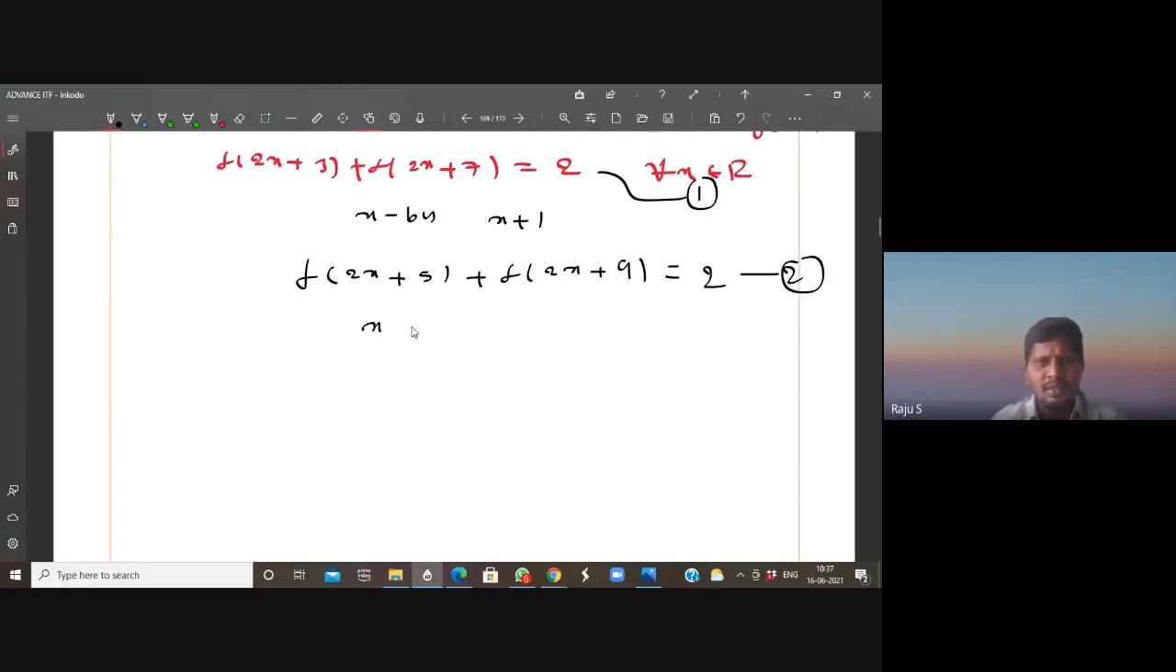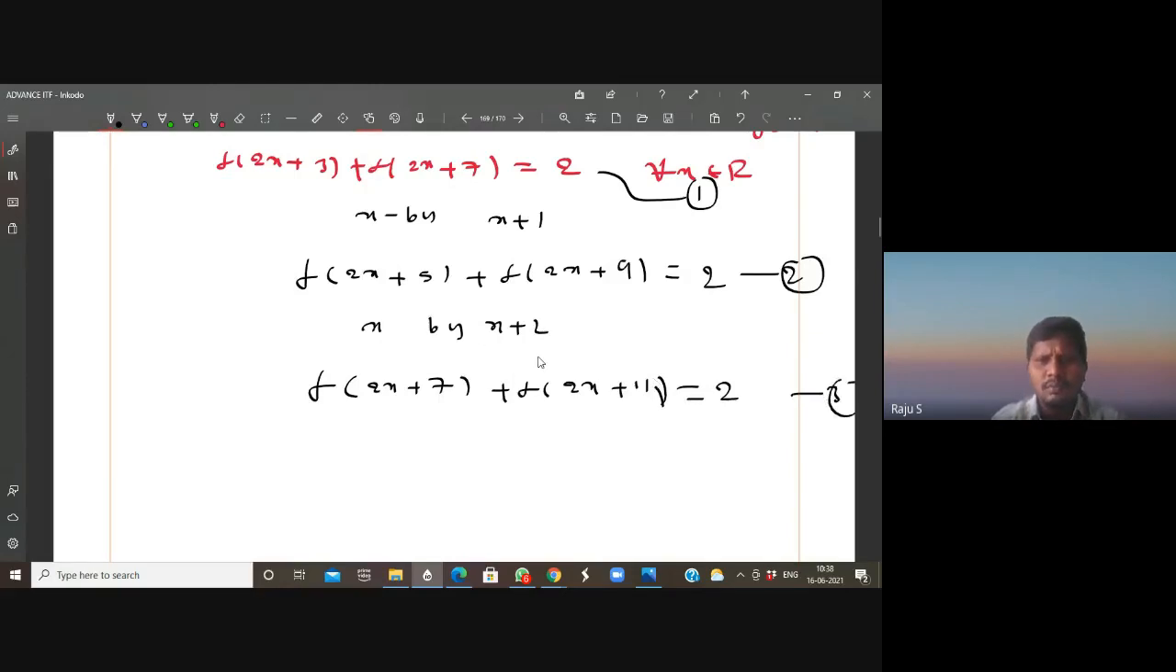Then replace x by x plus 2, students. F of 2x plus 7 will become f of 2x plus 11. 7 becomes 9, 9 becomes 11. Here 3 becomes 5, 5 becomes 7. The right side is 2 alone.